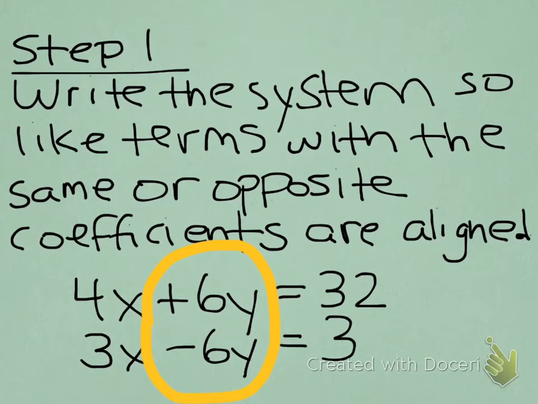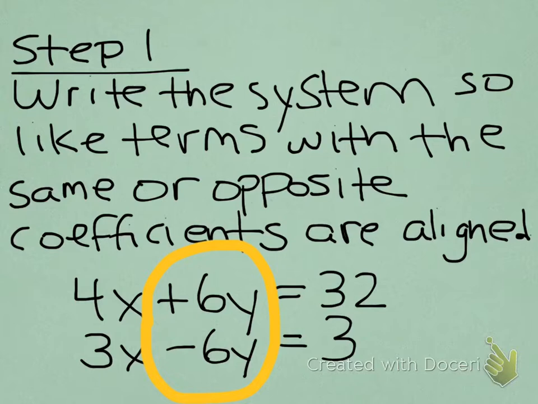So step one for this process is going to be write the system so like terms with the same or opposite coefficients are aligned. Like terms means it has the same variable, and coefficient is the number before the variable. They can either both be positive in this case, or one would be negative and one would be positive, but those would be the two options circled in yellow. So you want to line those up.